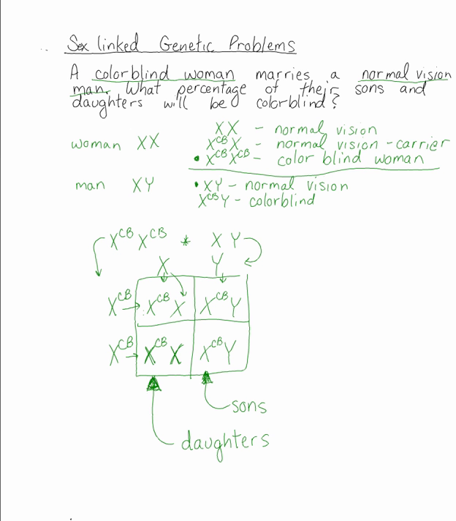So if we look at our daughters here, they are all 100% XCBX. The sons are all XCBY. Now if we go back up to our chart here that explains all the different kinds, all of our boys are XCBY. So all of our boys, 100% of the boys, are going to be colorblind.